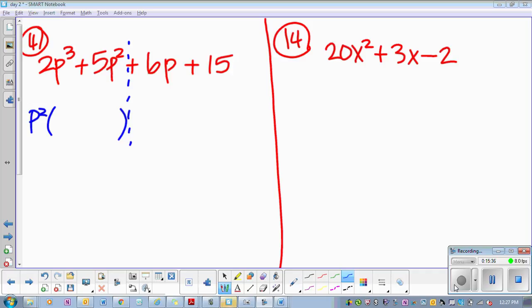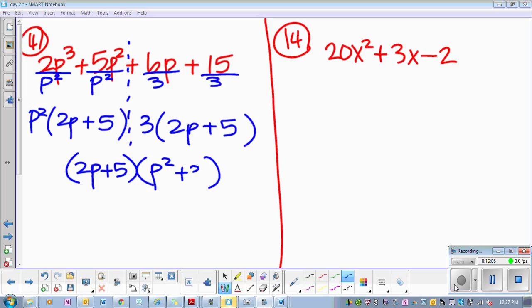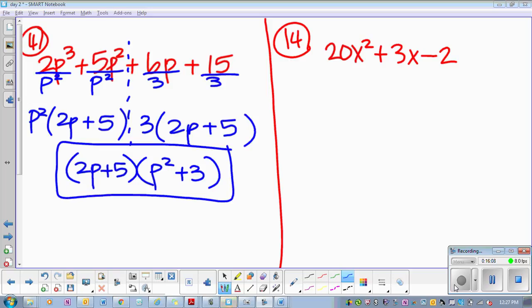So on the left-hand side, my GCF is p squared. Now I have 2p plus 5. Yeah? On the right-hand side, we have 6p plus 15. 6 and 15, your GCF is 3. So that's 2p plus 5. And I know I did this right because my parentheses match. So I have 2p plus 5 and p squared plus 3. There you go. Okay?